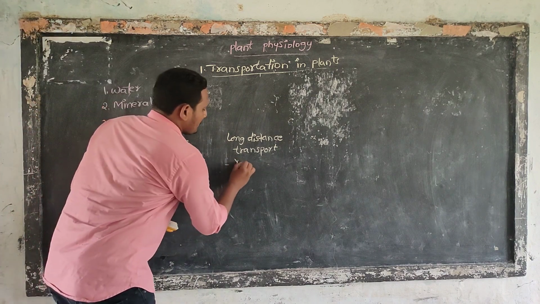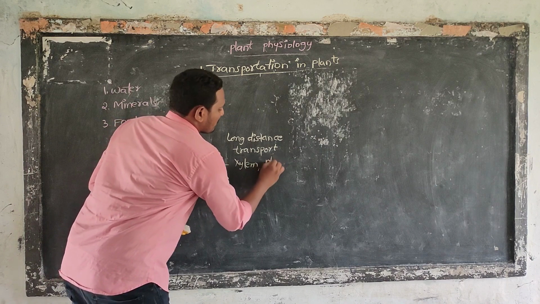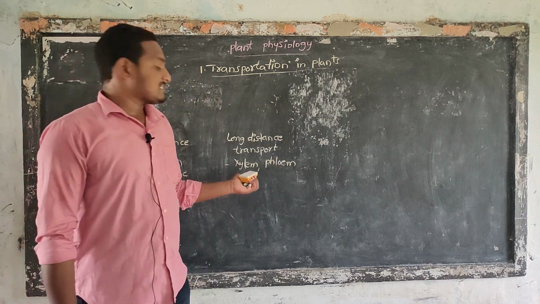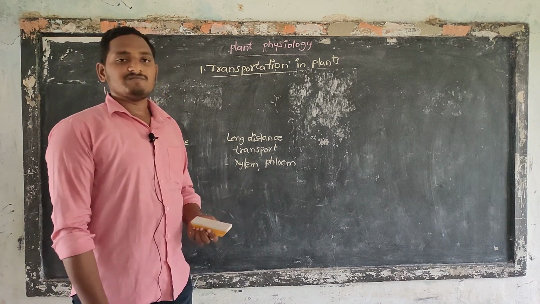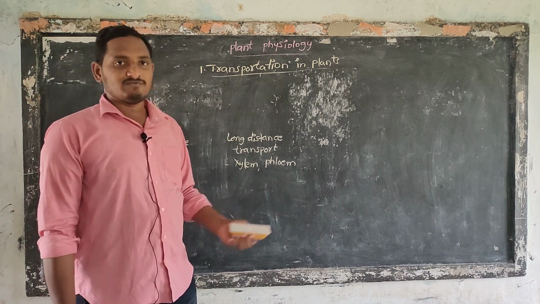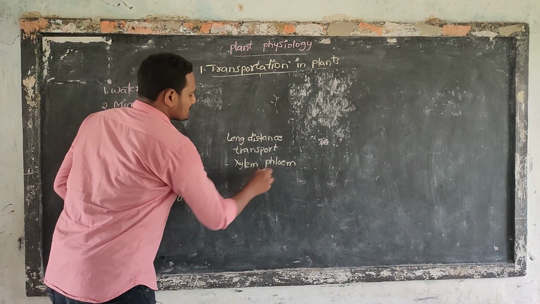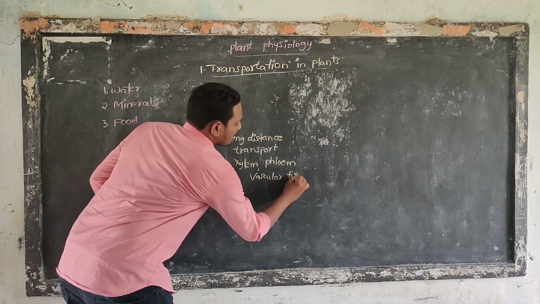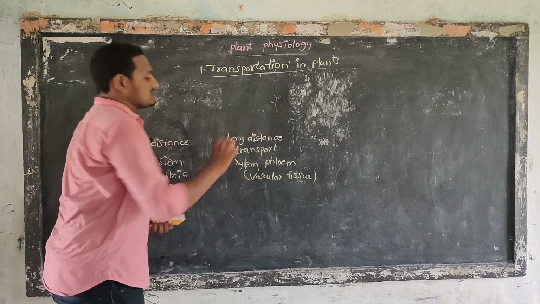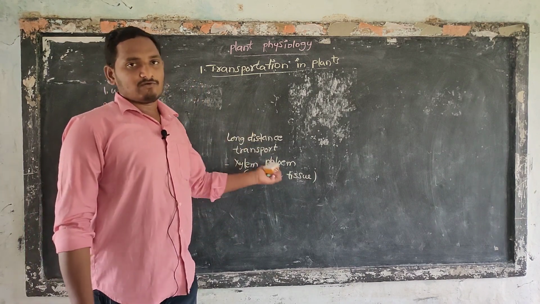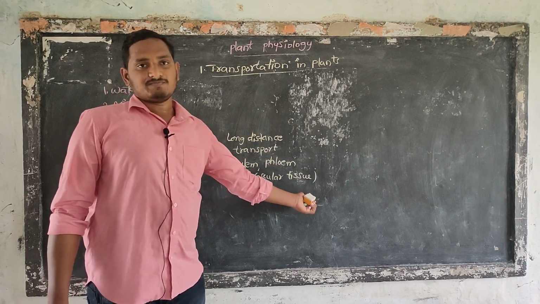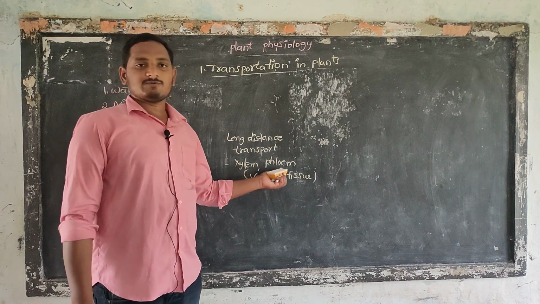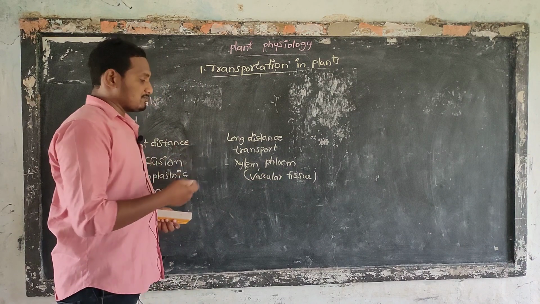One is the xylem and phloem. Xylem is responsible for transportation of water, and phloem is responsible for transportation of food. Both systems together are called vascular tissue. Vascular tissue means the combination of xylem and phloem. Xylem is responsible for water conduction, phloem for food transportation.